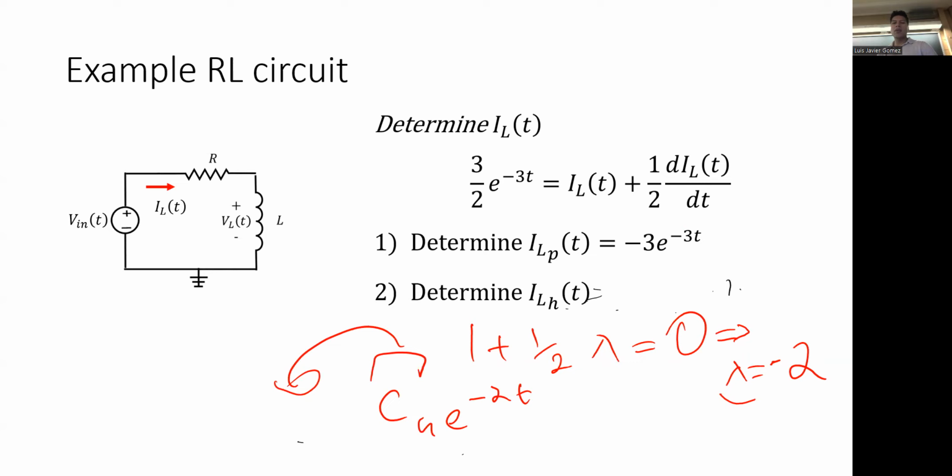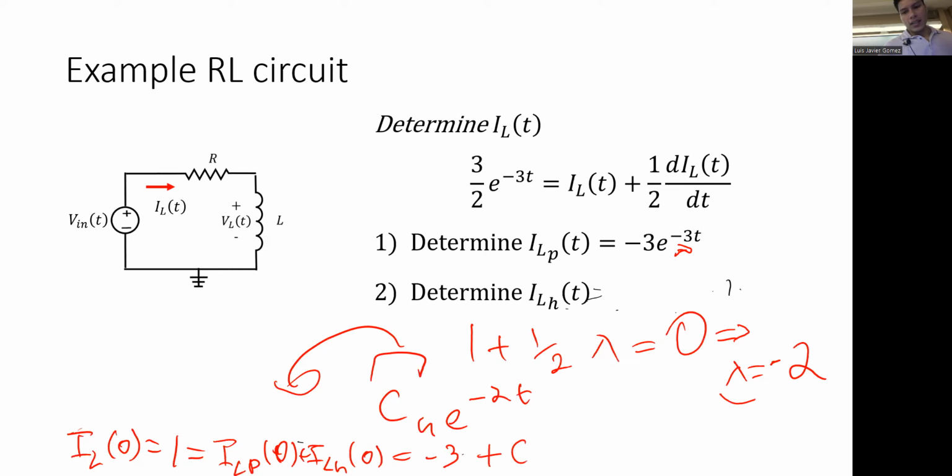Yeah, so now we can use our initial condition. We have that IL of 0 is equal to 1, which is equal to IL particular of 0 plus IL homogeneous of 0. If I plug in 0 here, I'm going to get -3 plus C homogeneous. And so that tells me that C homogeneous is equal to 4. And so now we have our solution for our circuit. Is that more or less clear to everyone?